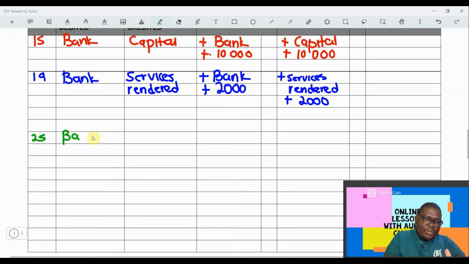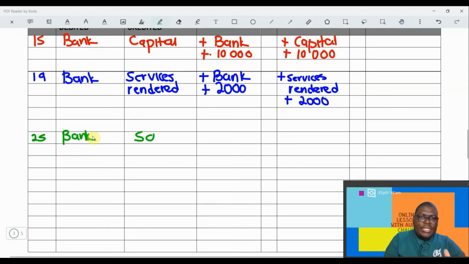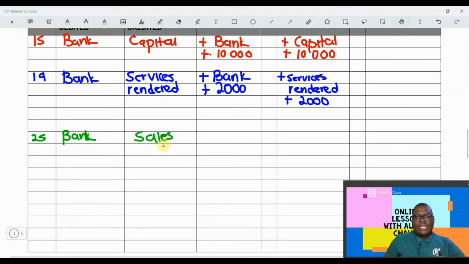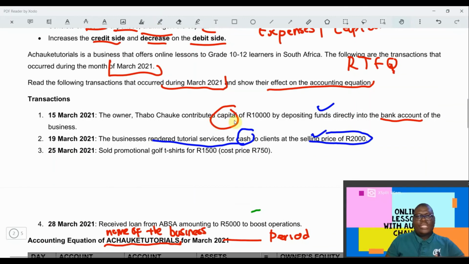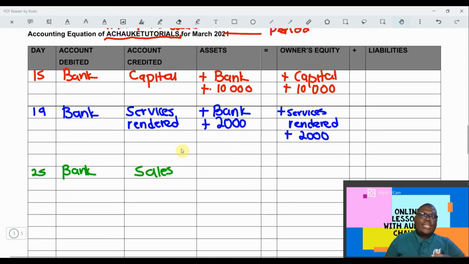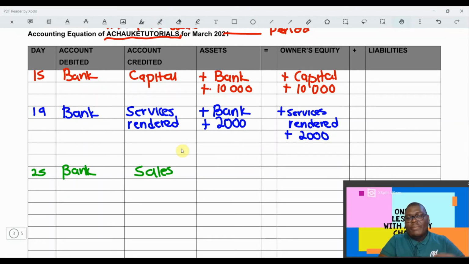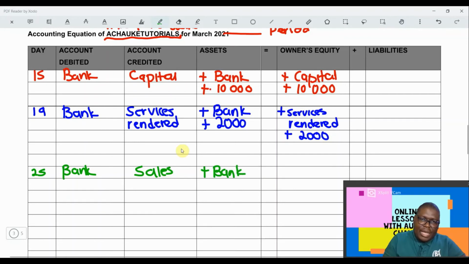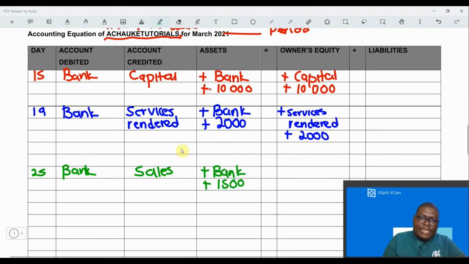So we're going to debit bank, and here we would credit sales. Okay, and then they're saying that the amount is around 1.5. Okay, so we know that each and every time when we sell things, we get money, right? So here it's going to be plus bank. We are saying that our bank account is increasing, and it's increasing by 1,500.